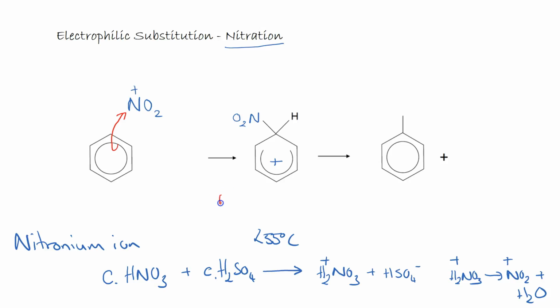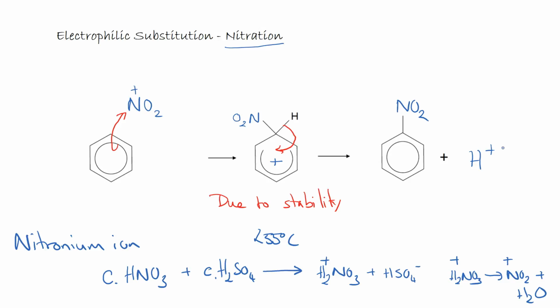Now then, due to the stability here of the benzene ring, there's two options. It could form a diene, but in fact, because the benzene is more stable than the diene as we saw before, the hydrogen atom actually donates back into the ring, and the product ends up being the nitro-substituted benzene ring, and we have the hydrogen ion remaining.